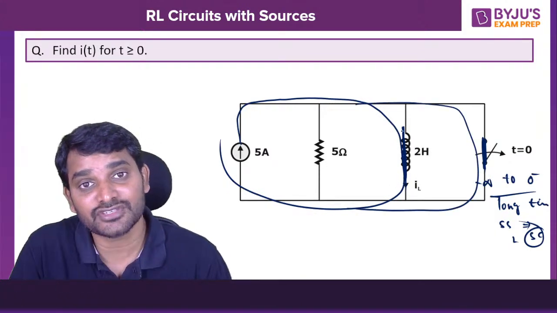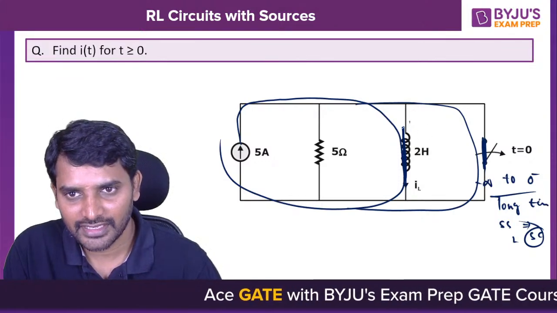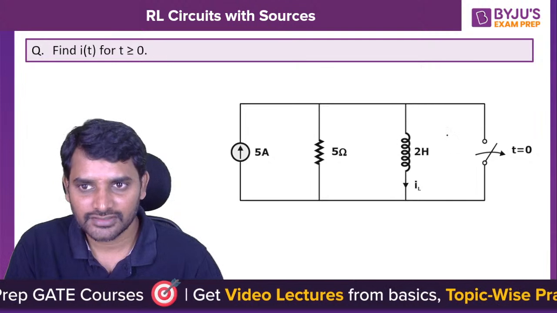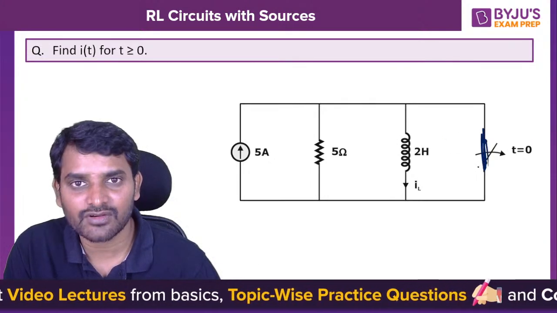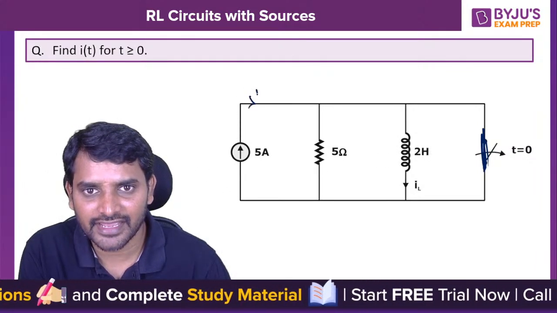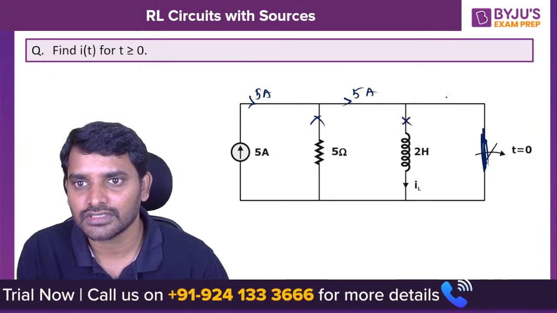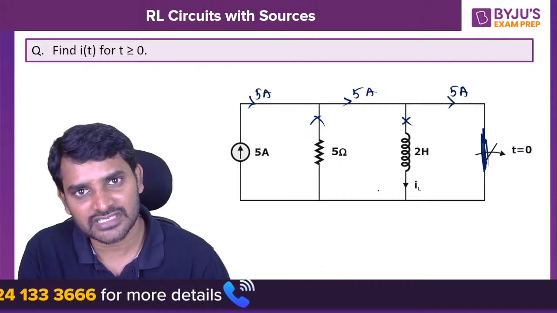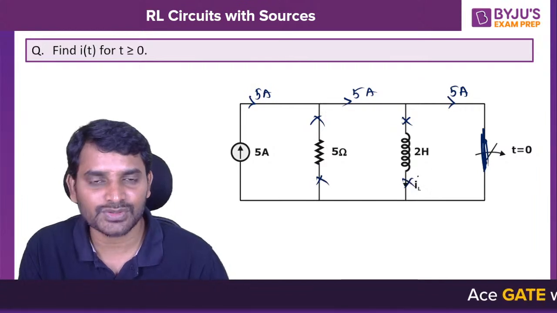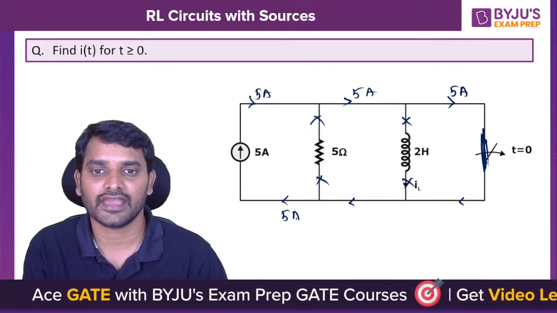Now, through which path should the current flow? Here is a short circuit and here is a short circuit. If you close the switch at t equal to minus infinity, the inductor will oppose sudden changes in current, and definitely the entire 5 amperes current will flow through the switch only, with no diversion. The inductor has some opposition, and the resistance also has some opposition. So no current flows through the inductor and resistance. The entire 5 amperes current flows through the switch only.